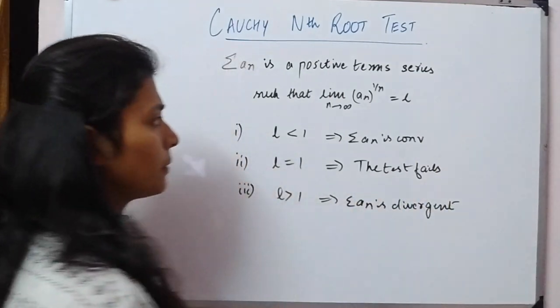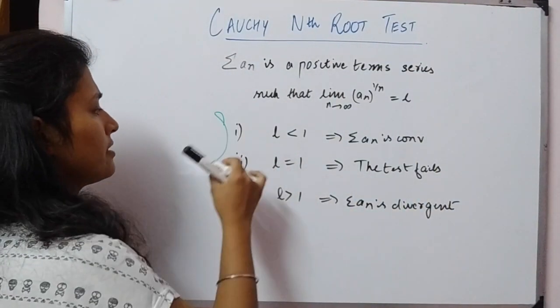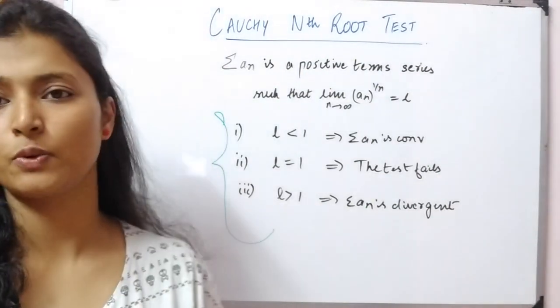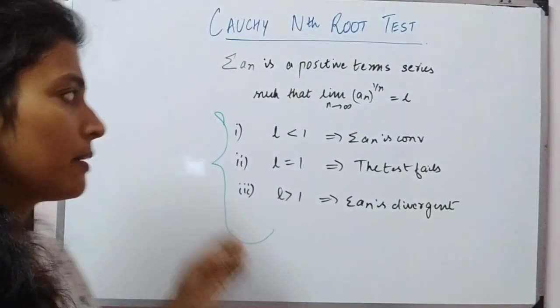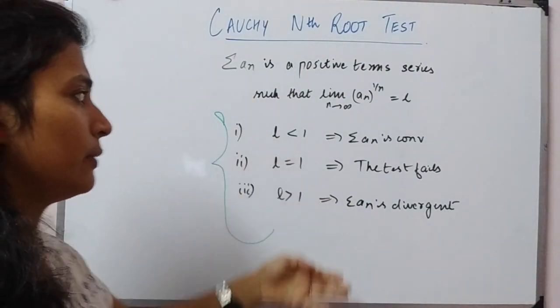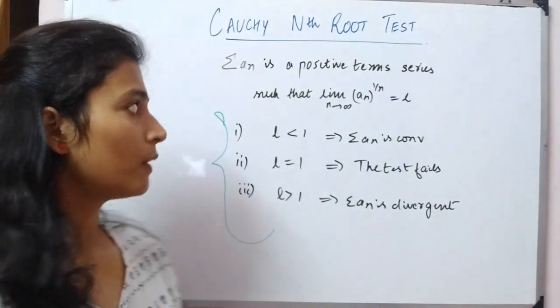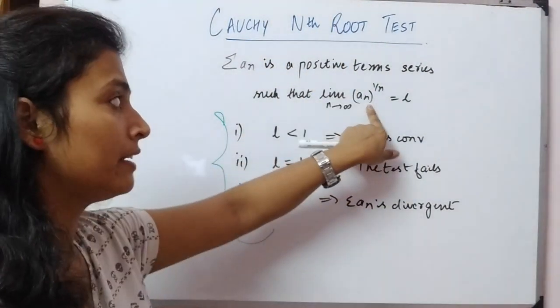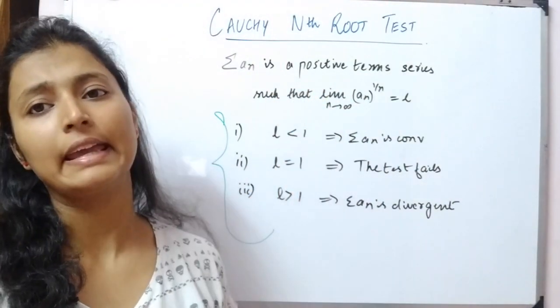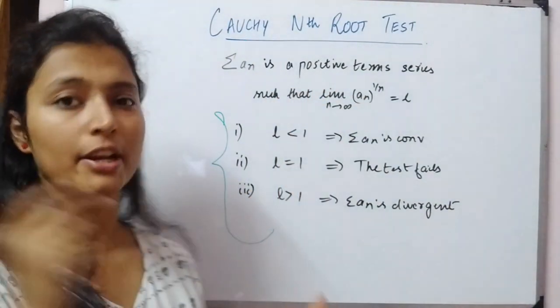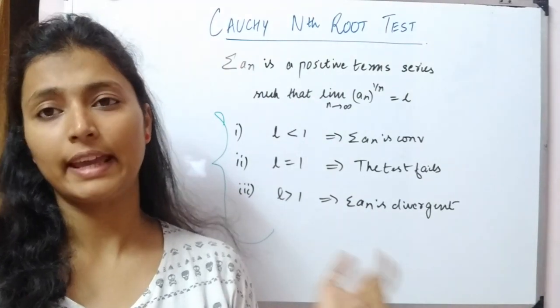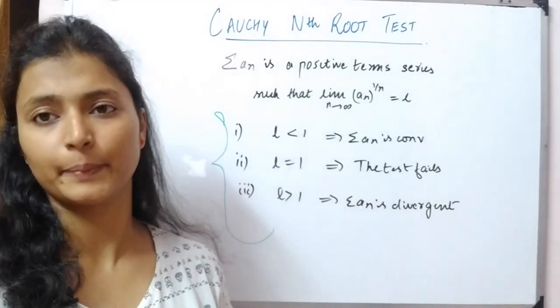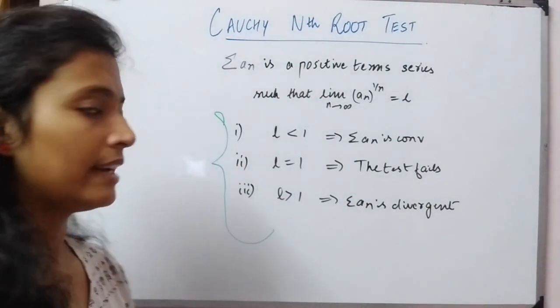Clearly, what you can see over here is that these three conditions are similar to that of the ratio test, so it may make it a little easier for you to remember them. All you have to remember is, in case of Cauchy nth root, you have to find the limit of a_n raised to power 1 by n, and in case of the ratio test you have to find the ratio of a_(n+1) and the nth term. Alright, so this is it. Let's move to the example.